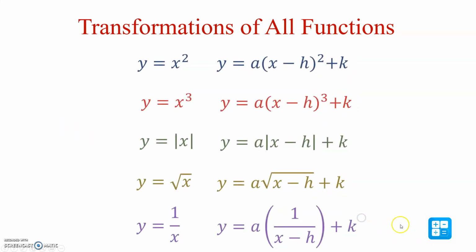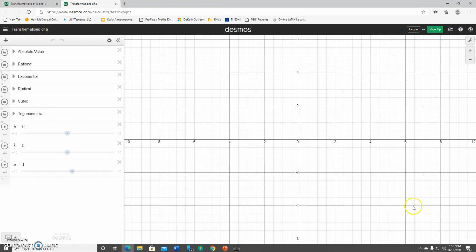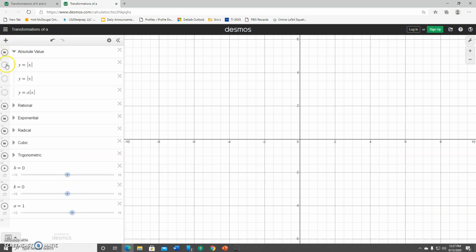Let's talk about now the a's. To recall, if a was greater than 1, it was a stretch. If it was between 0 and 1, it was a compression. And if it was negative, it made a reflection. So I'll just do a couple of them. I did absolute value. All right, there's our v again. And so here, if we make a, say a 5, because it's greater than 1, we should expect a stretch.